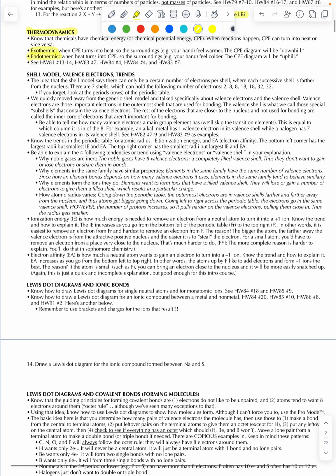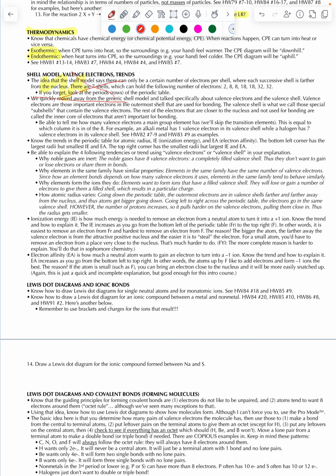And then I'm not going to do much about the shell model. I'm going to kind of cross it out. I typically don't in a chemistry course. It's kind of just that vague idea of how many electrons can fit in a shell. But in real chemistry, you learn all the subshells and orbitals and stuff like that. So I usually don't spend much time on that. I'm not going to have you draw that. As I'm saying here, we quickly moved away from that generic shell model.